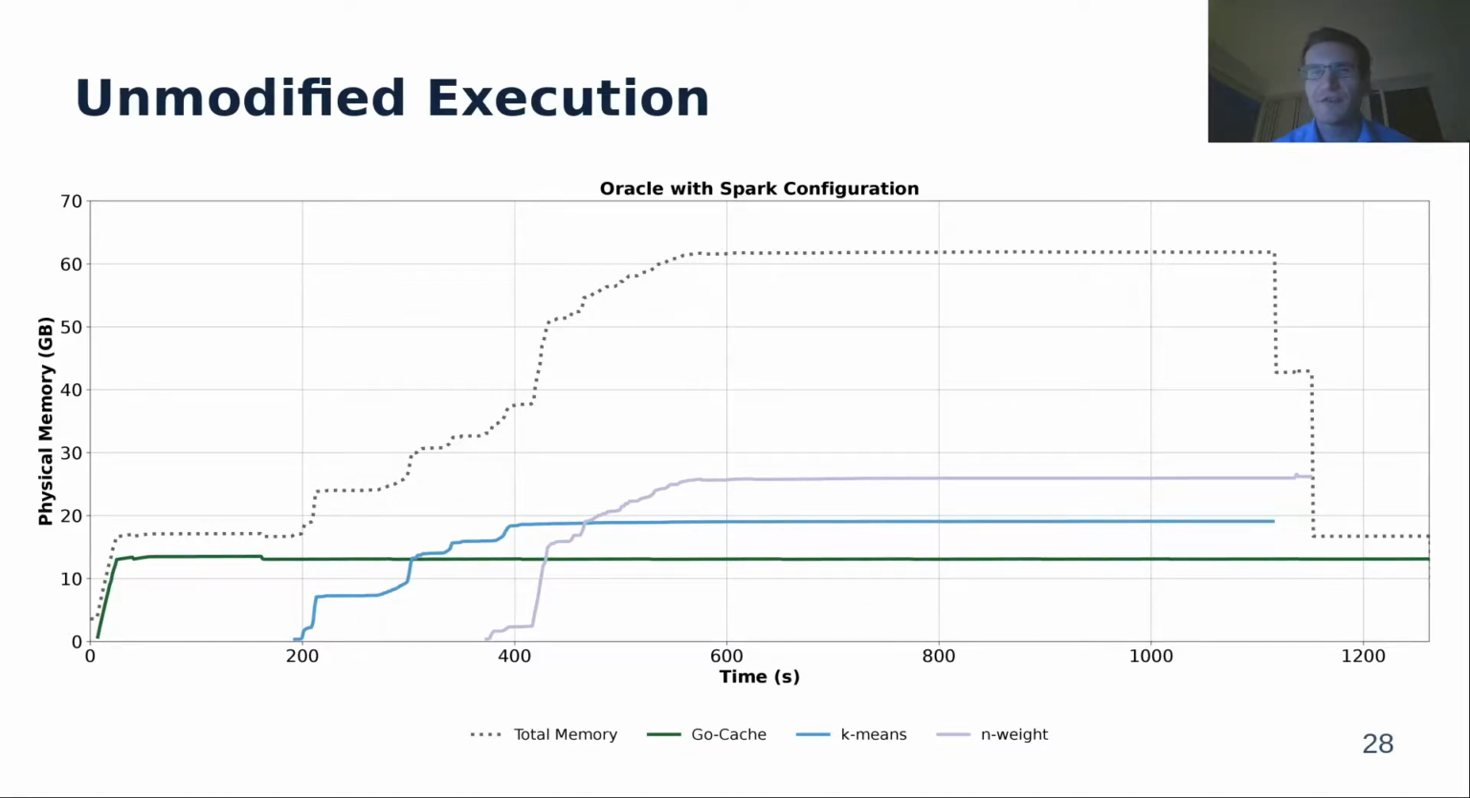This figure shows an unmodified execution of 3 unique jobs started 180 seconds apart from one another under the Oracle with Spark configuration. The dotted line shows the current physical memory usage, while the solid lines show the memory usage of each job. We can see each application grow to its statically partitioned size and stay there for the remainder of its execution. This leaves large amounts of unutilized memory at the beginning and end of the workload where the jobs' executions do not overlap.